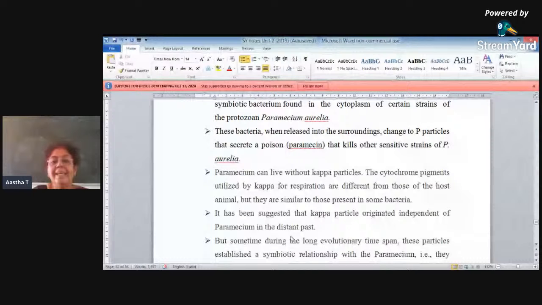If we remove the kappa particles from Paramecium, the Paramecium does not die. The cytochrome pigments utilized by kappa for respiration are different from those of host animals, but they are similar to those present in some bacteria.